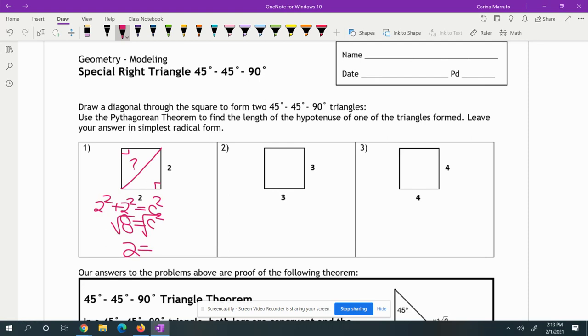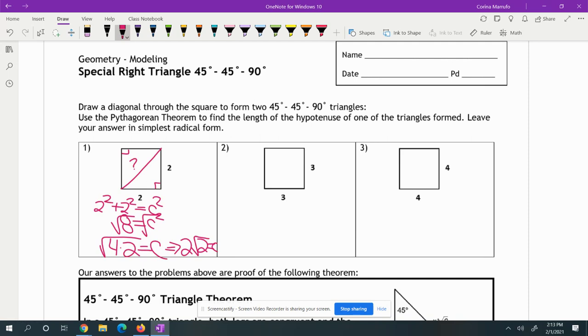Wait, not 2. What am I doing? 4 times 2 gives me 8. Sorry, 4 times 2. We do have to simplify it. We're not going to leave it as a decimal. We're going to leave it as a simplified radical. So we can take the square root of 4, and that gives us 2. We can't take the square root of 2 and get a whole number, so that one is going to stay trapped in the square root, and that is what my c equals.